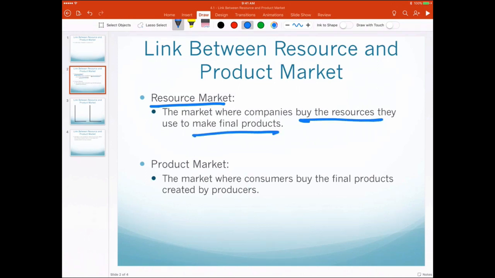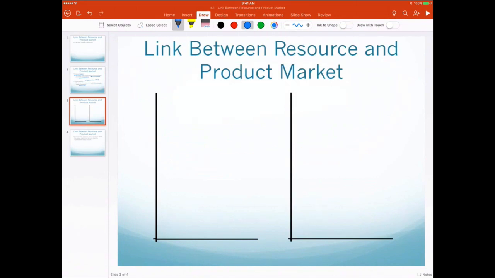When we buy products, we buy them in the product market, right? This is where consumers shop. This is where we buy the final products that the producers have created. So we've used supply and demand to analyze single markets, and now we can see how the forces of supply and demand in one market, the resource market, affect the other market, the product market, where we buy goods and services.